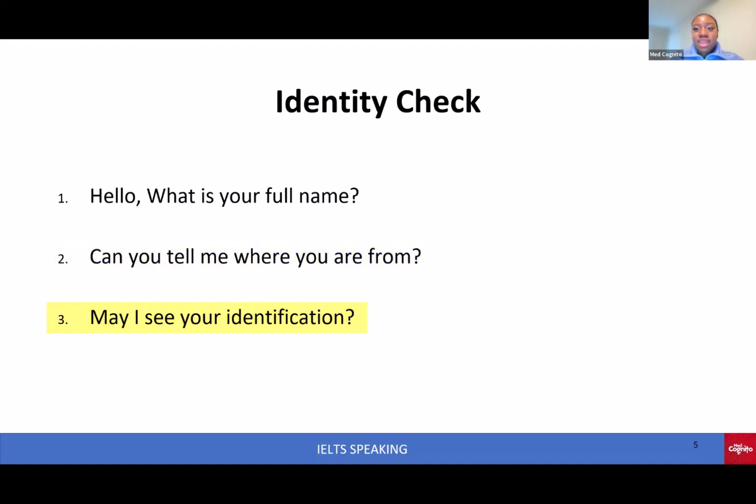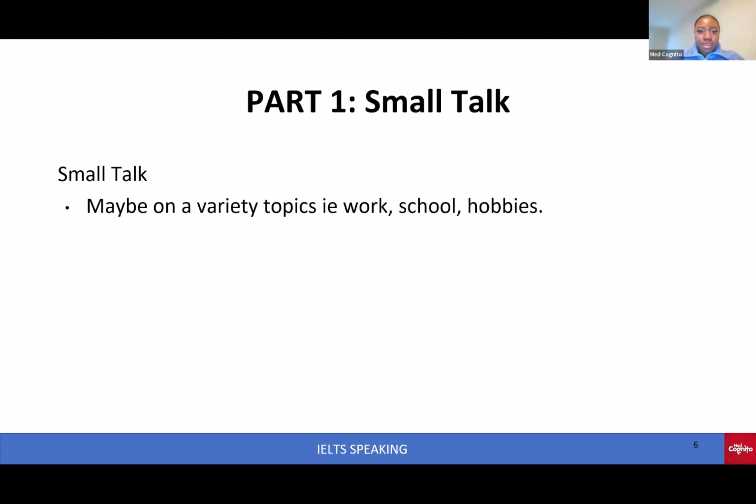This identity check gives you a chance to exercise the speaking piece of the exam, get comfortable, and take a breath before you start the next section. The first piece we're going to talk about is part one of the speaking, which is small talk. With small talk, you will have a variety of topics. You might focus on work, school, hobbies, art. A lot of these questions are very simple, and it's very easy to make errors when you're answering them. So we're going to go through a few examples.